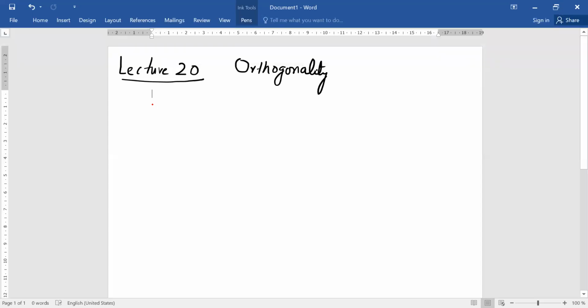So let's talk about a three-dimensional space. So I'm talking about a three-dimensional space. I will represent it with this R cube. So it's a three-dimensional space, and I wanted to find a basis for it.